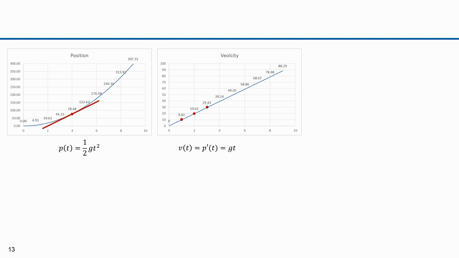Here's the position at 4 seconds. Here's the tangent line. And here's the slope of that line. And here's the position at 5 seconds. Here's the tangent line. And here's the slope of that line. So I think you get the idea.